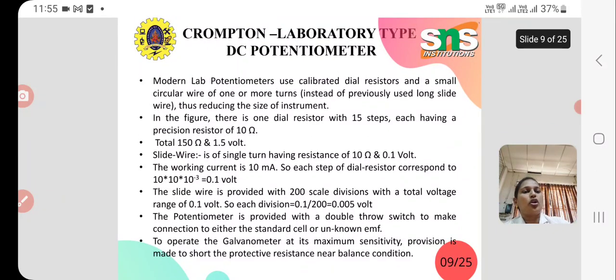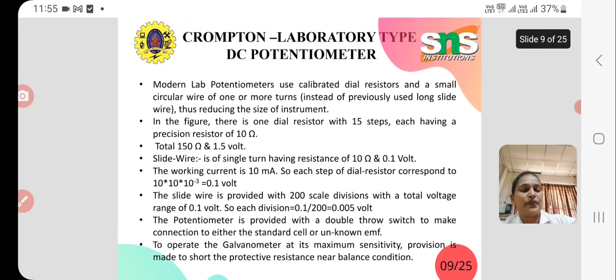The Crompton laboratory type DC potentiometer uses calibrated dial resistors and a small circular wire of one or more turns. Previously we used a long slide wire, which is the basic slide wire potentiometer, but this reduces the size of the instrument because the slide wire is kept in a circular manner. As we saw in the figure, we have dial resistors of 15 steps, and the working current in the dial resistor is 10 milliamps.